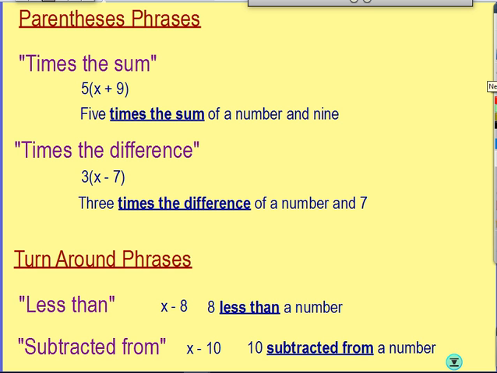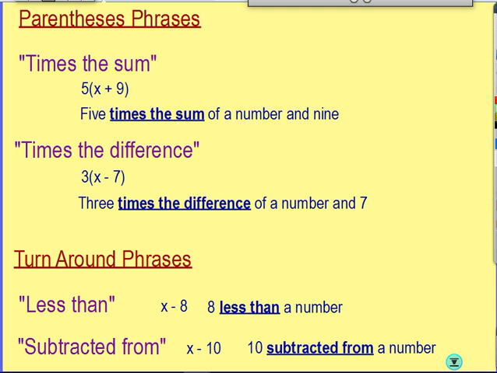Parentheses phrases are phrases that indicate the use of parentheses. These include times the sum. As you can see, the example here is 5 times the sum of a number and 9. The phrase times the sum keeps the inside pieces of the parentheses together. In this case, the x and the 9 are kept together by the parentheses.